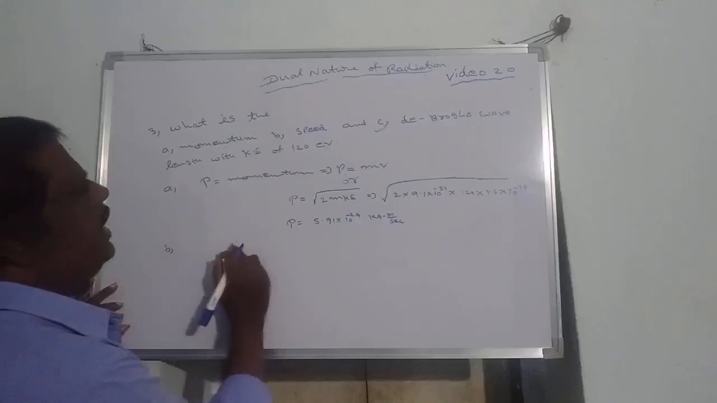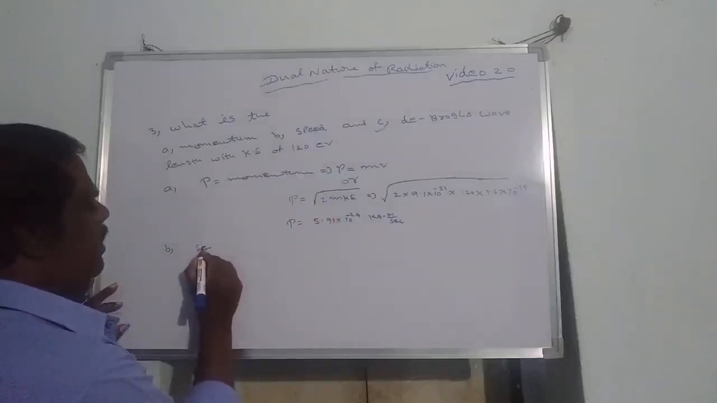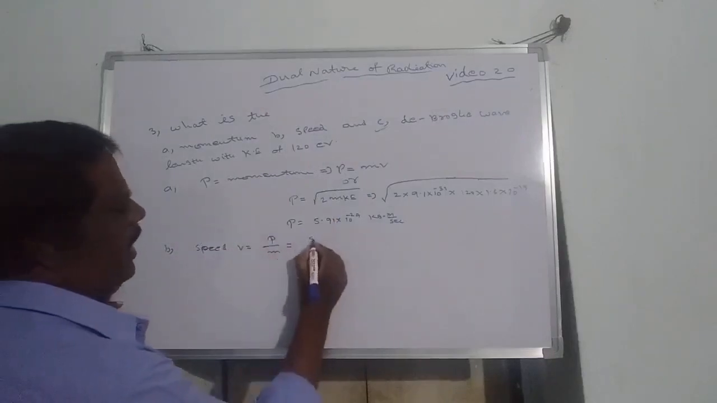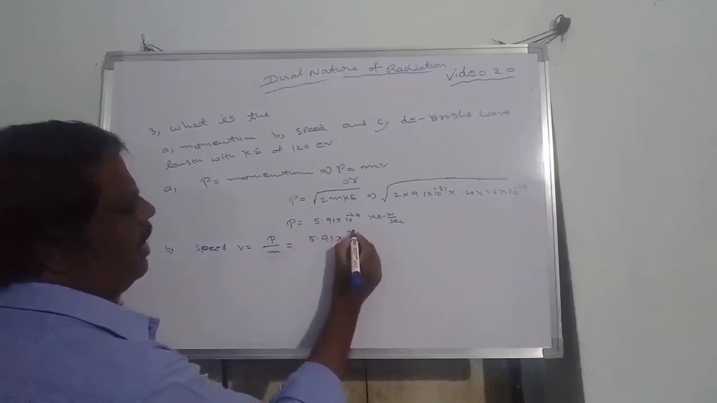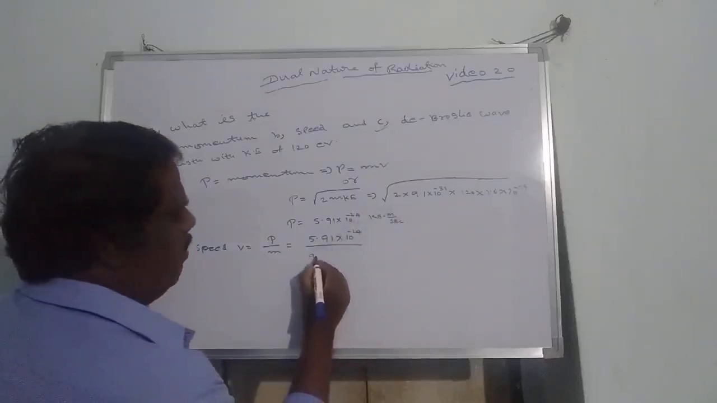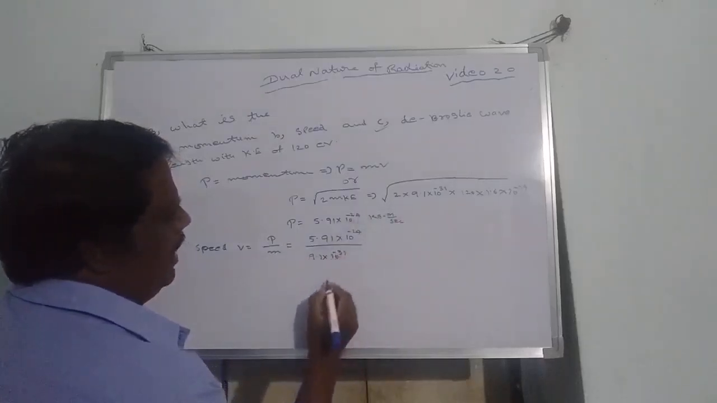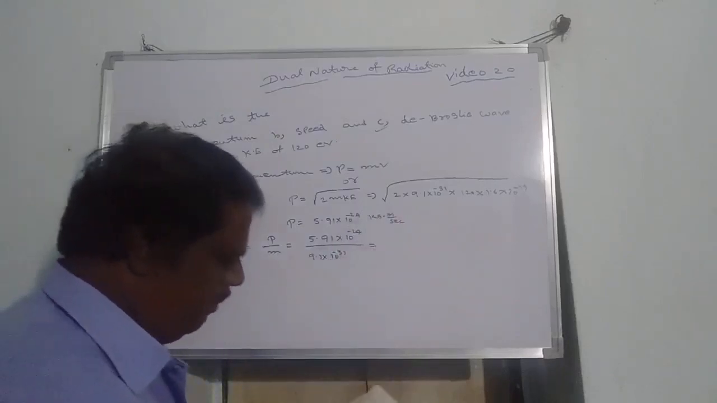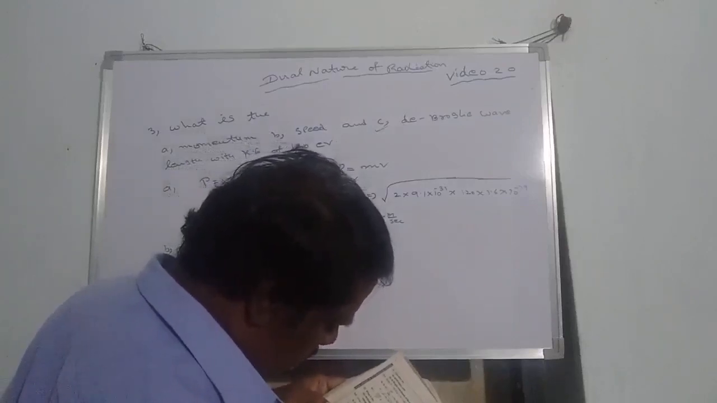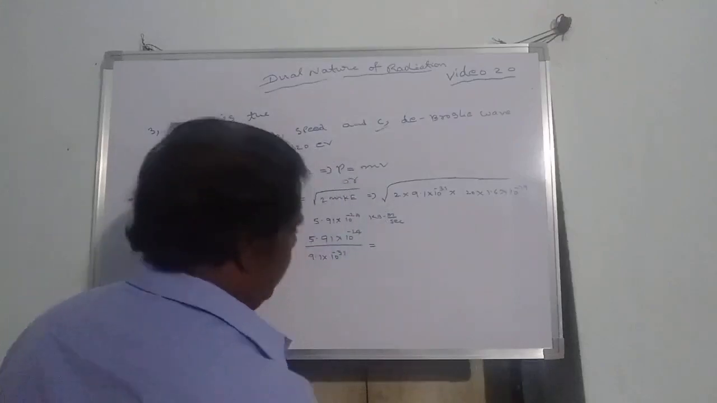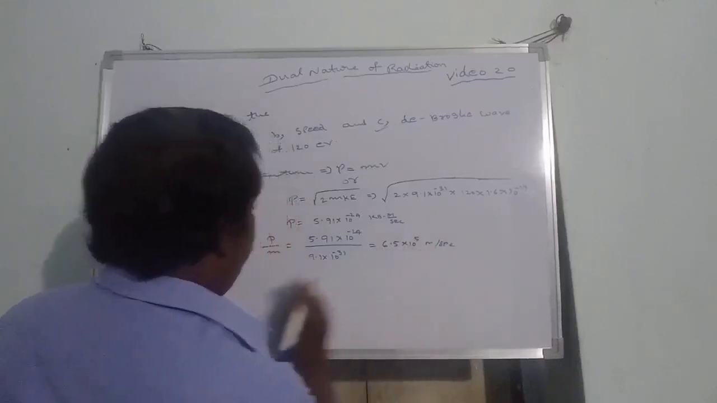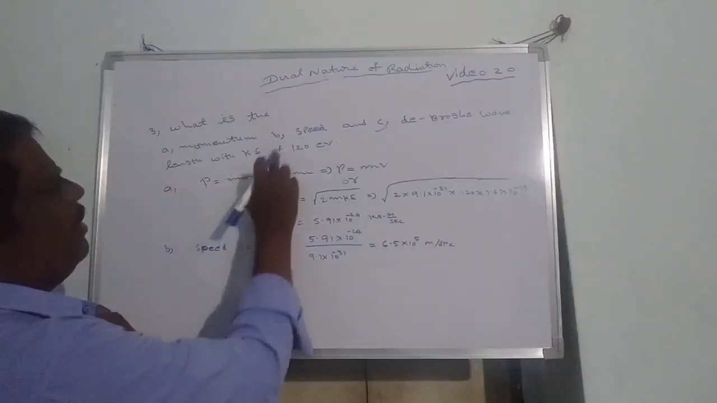Next, case B, they are asking for the speed. V is equal to P by M. P we have calculated here as 5.91 into 10 to the power of minus 24, divided by the mass of the charged particle, here the electron, 9.1 into 10 to the power of minus 31. On solving, we get 6.5 into 10 to the power of 5 meter per second. So we have calculated the momentum and speed.